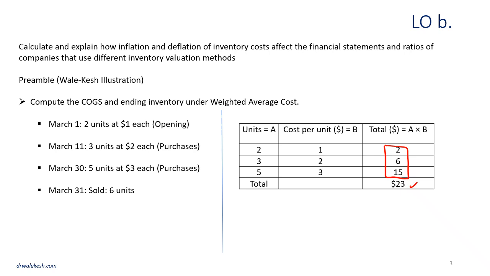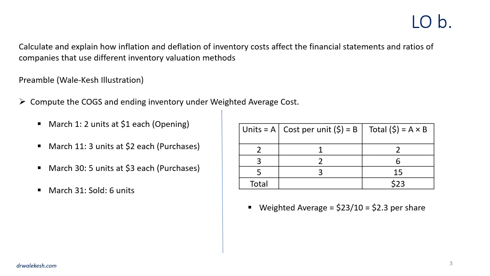But we are not done yet. We need to compute the total units. The total unit will be 10 units. If you add this plus this plus this. So to compute the weighted average cost, it would be $23 divided by the 10 units from here, which is $2.3 per unit. We are not done yet.